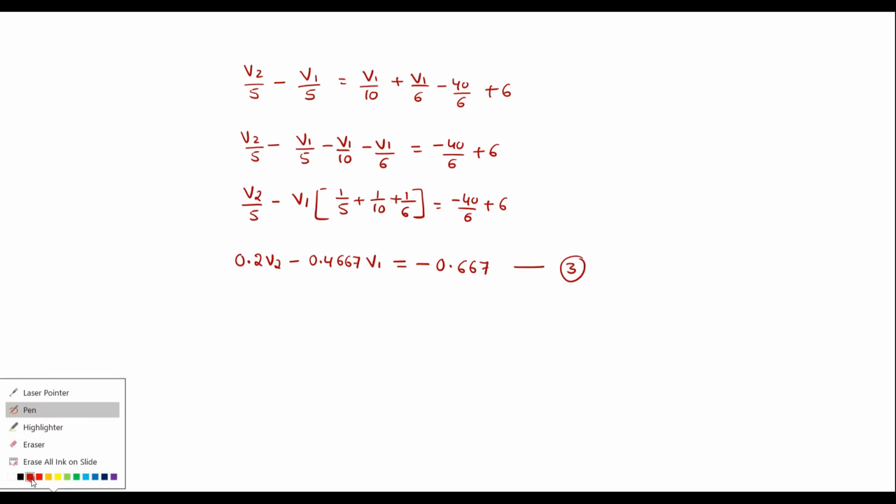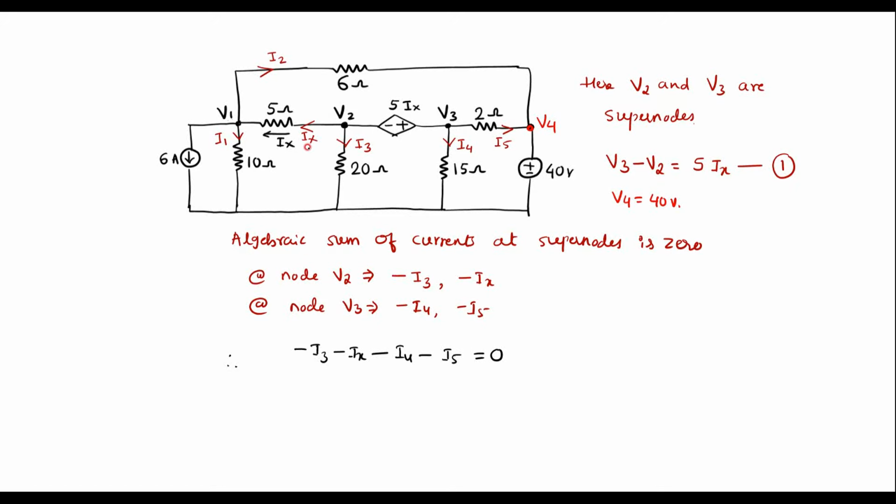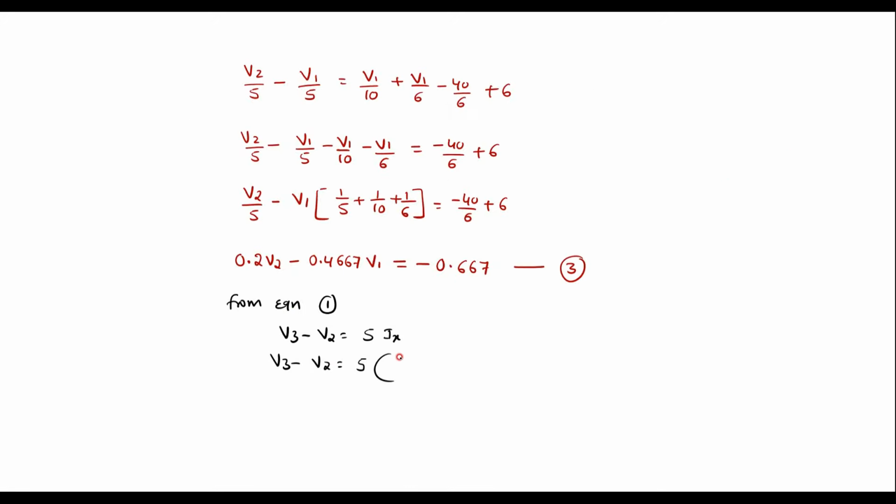Now from equation 1, we have V3 minus V2 is equal to 5 Ix. Ix is nothing but V2 minus V1 divided by 5. So V3 minus V2 is equal to 5 times V2 minus V1 divided by 5, that is V2 minus V1. Taking V2 to the other side, V3 minus V2 minus V2 plus V1 is equal to 0, or V1 minus 2V2 plus V3 is equal to 0. Let me call it equation 4.